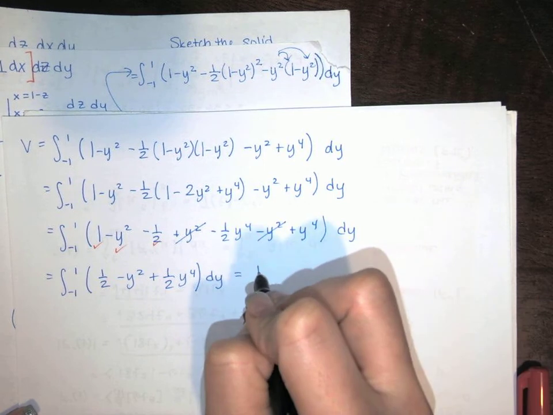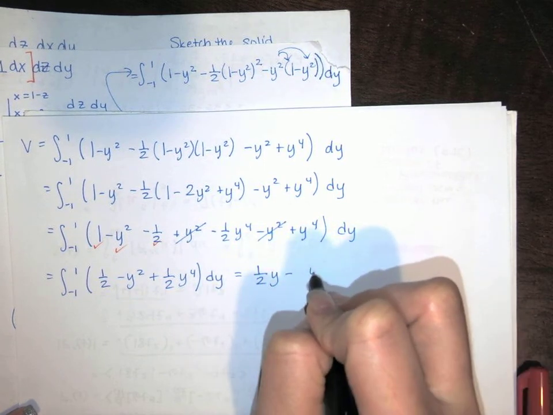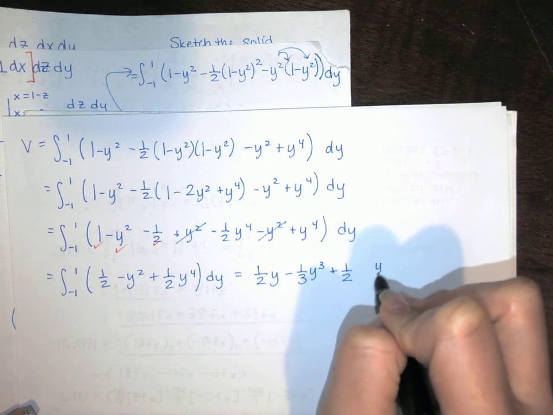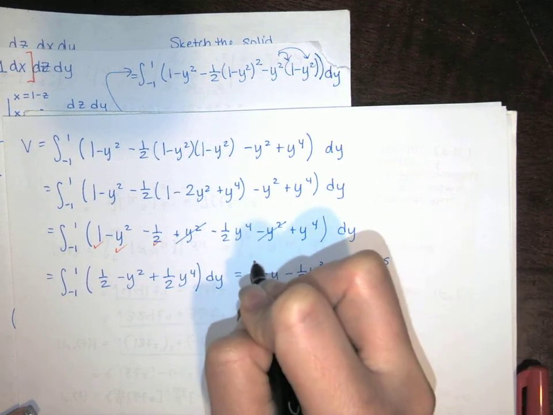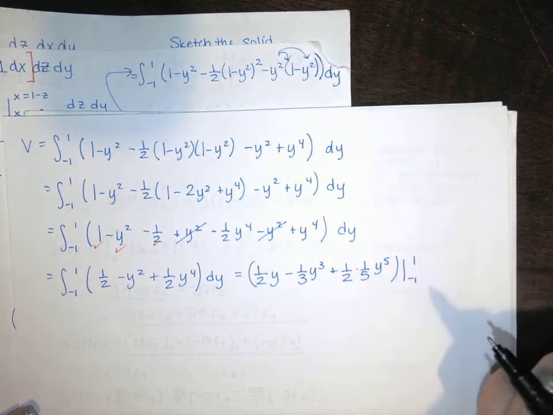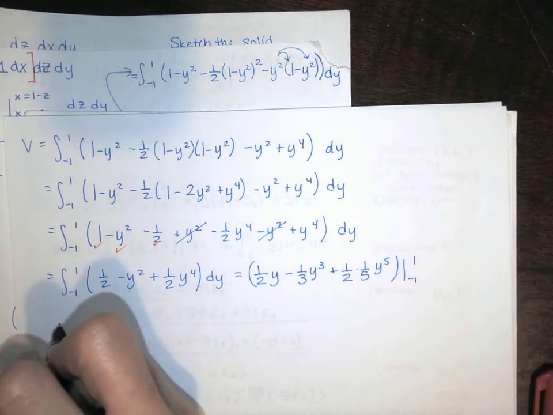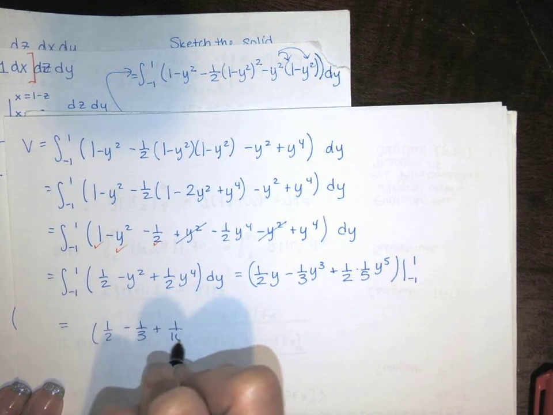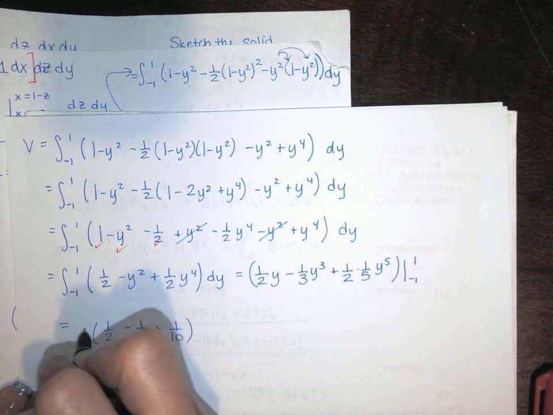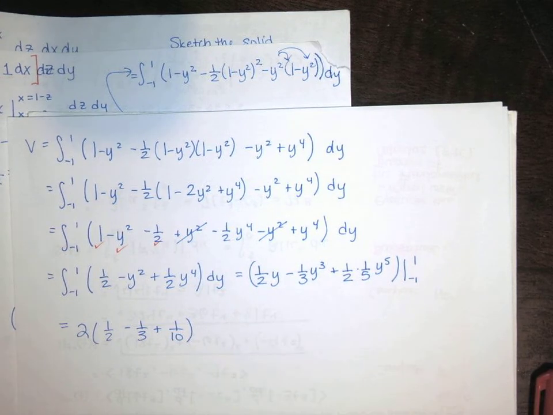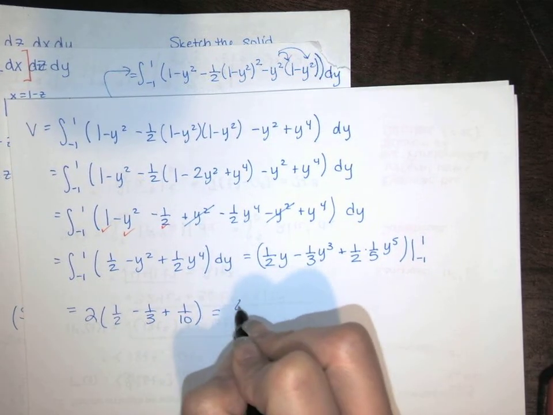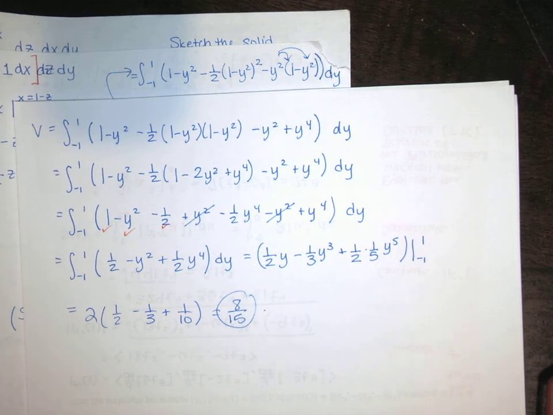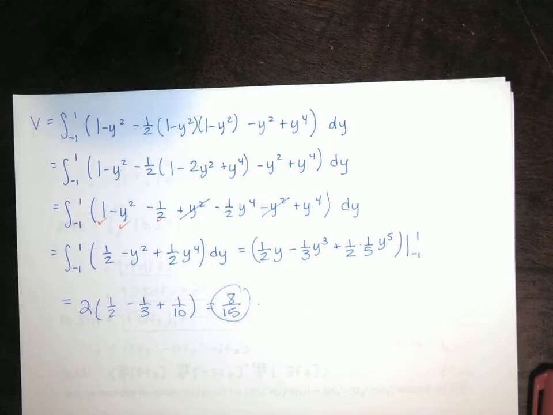Antiderivative of this with respect to y is that constant times y. Then we add 1 to the exponent, divide by the new exponent, bring the 1/2 down, add 1 to the exponent, and divide by the new exponent. Substitute in -1 and 1 and subtract, and look at what we get, guys. We have a 1/2 minus 1/3 plus 1/10 again, and then subtracting a negative of that, it ends up being 2 of those. And we still get that 8/15 that we got before. So those two triple integrals are two different ways of representing the same thing.